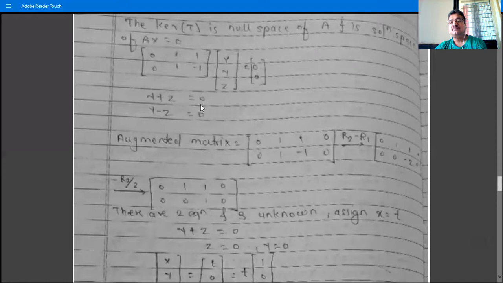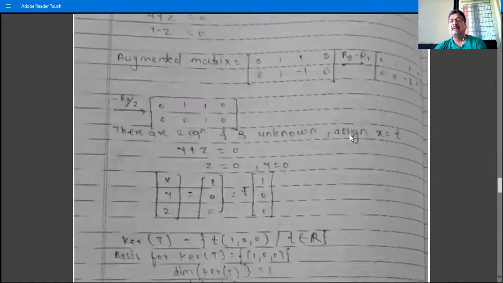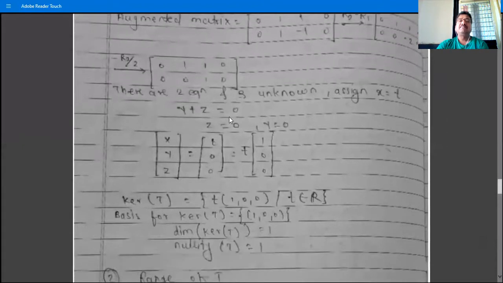the matrix B. And then we have to reduce this. This element is 1, so we have to reduce this element to 0. So R2 minus R1 is the operation. So we have this, and then we have to reduce this minus 2 to 1. So minus 1 by 2 R2 is the operation. We have this as an echelon form.